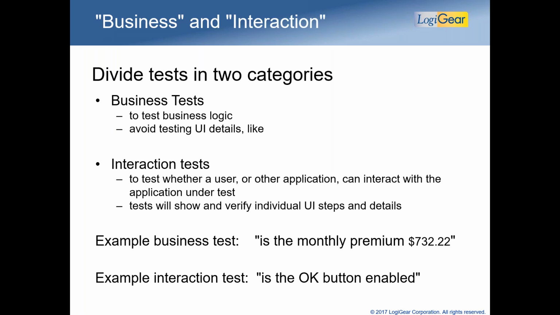So in a business test, you might say, is the monthly premium $732.22? While in the interaction test, you want to know, is the OK button enabled? These are very valuable tests, but they should go in different scripts. Otherwise, if you mix that in, you become too sensitive to maintenance.